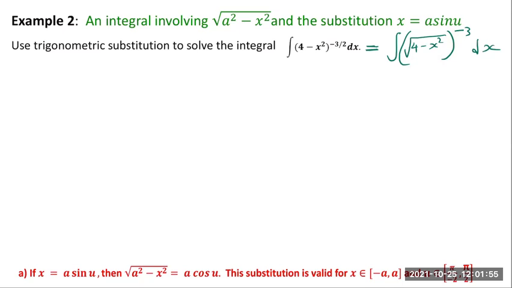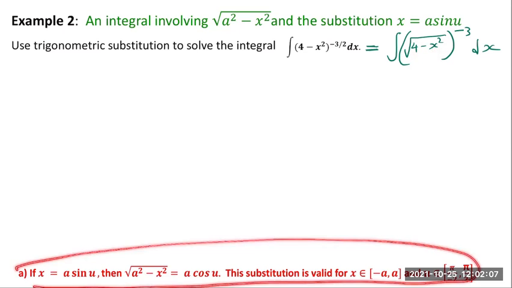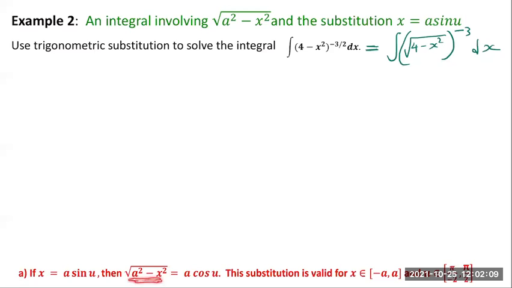Now, as you can see clearly, this part looks like the square root of a squared minus x squared. By part A in theorem 5.18, if you have that form, the square root of a squared minus x squared, this is the suitable substitution: x is equal to a sine u. Of course, here you can identify this 4 as 2 squared. That means the value of a is 2. You have this exact form over here.